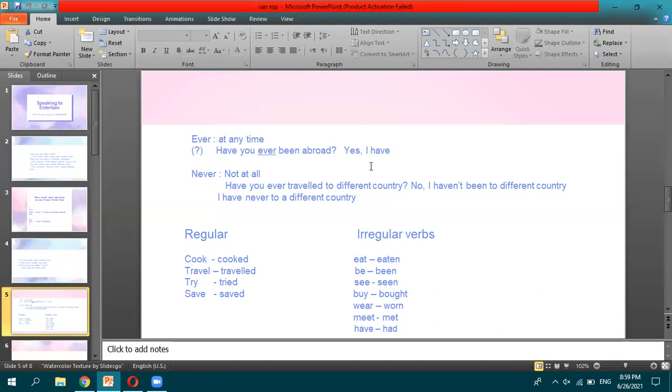Okay, let's have a look at the example for never. As you ask a question, you ask with ever again. Have you ever traveled to a different country? Okay, let's give a negative answer. This time, let's say no. No, I haven't been to a different country. Instead of saying haven't, you can as well say never, and never means not at all. Example, I have never been to a different country.